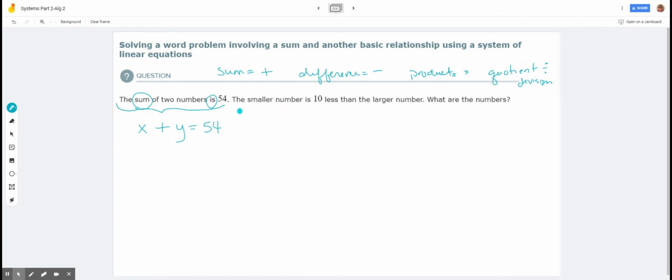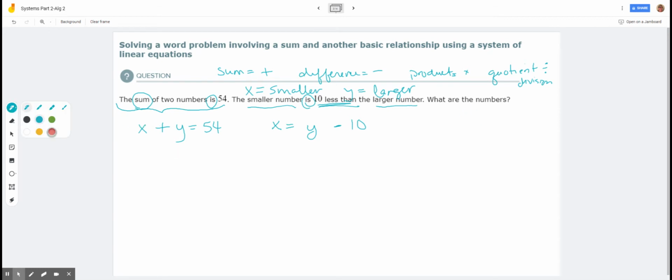So we are going to say we have x and y. You can decide which one is going to be the smallest number. It doesn't matter. I'm going to say x is smaller, y is larger. The smaller number, what's that one? X is equal to 10 less than. Remember, I did a big old lecture about that. Less than means you have to take it from something, the larger number. What are the numbers?